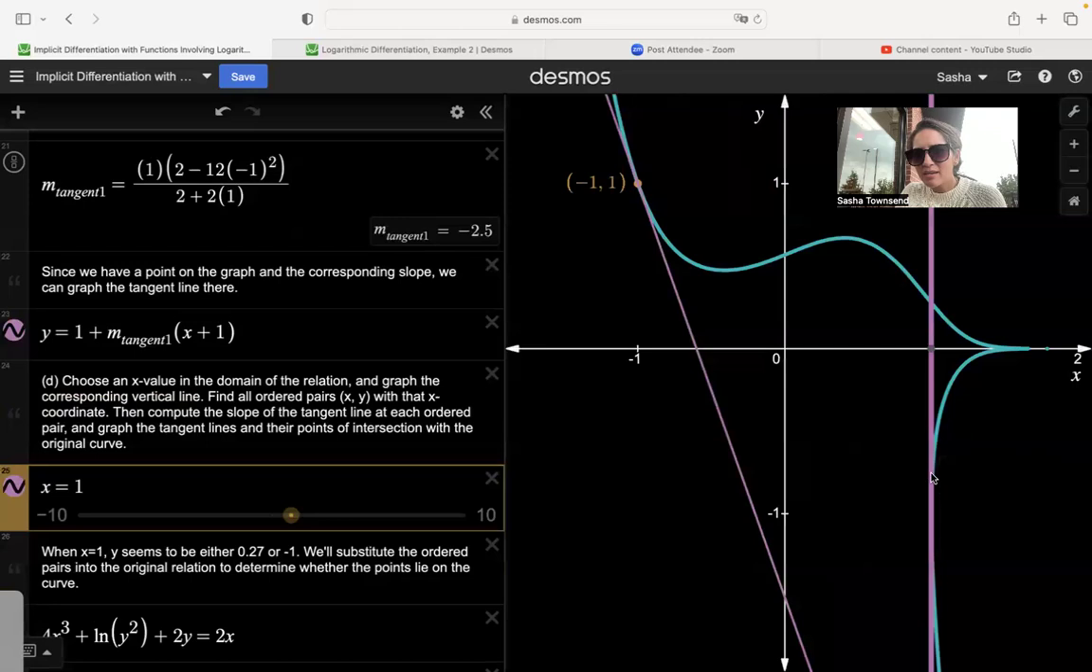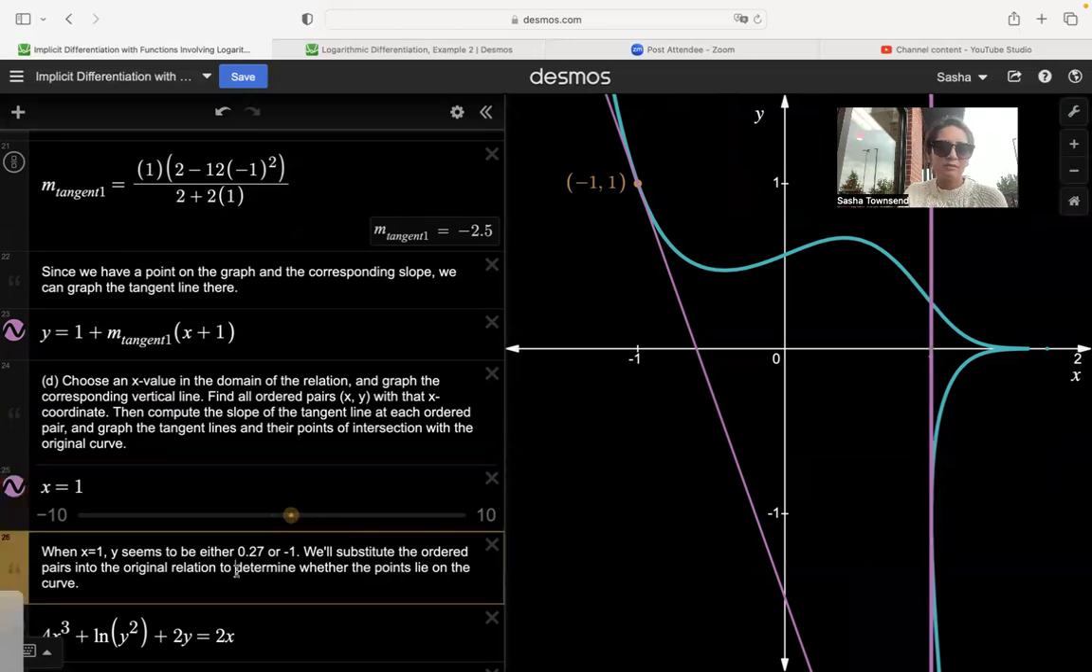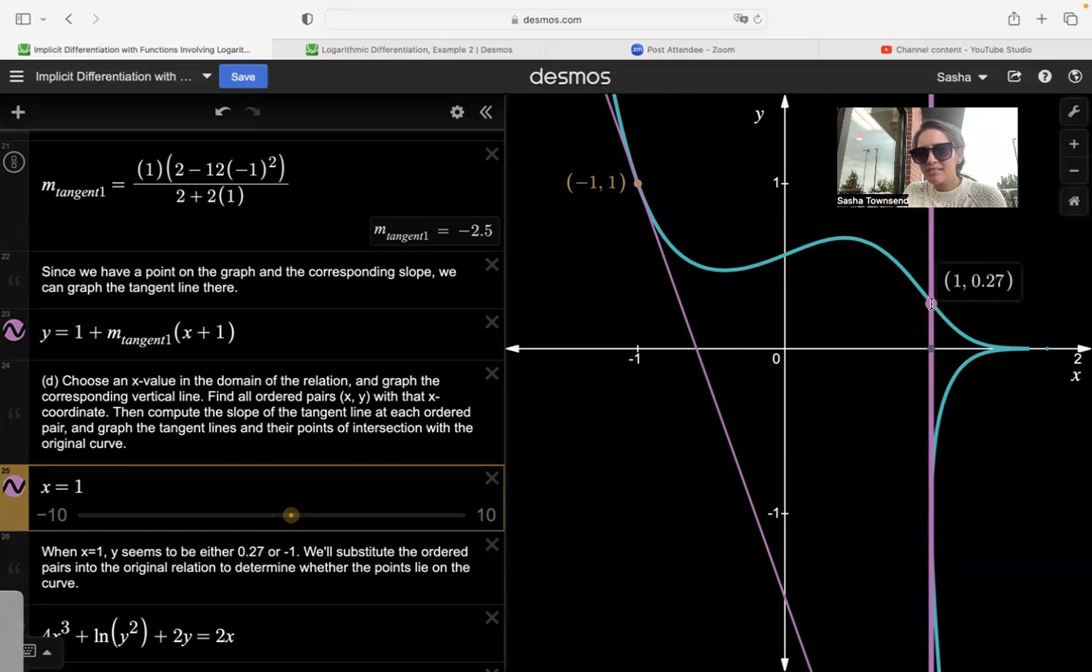And then I have a y value here. It looks like 0.5 at first, but that's a little too high. Maybe it's -1. So that (1, -1) is also on our curve, or it seems to be. When x is equal to 1, y could be this 0.27 or 0.28, 0.29, something like that. Or y might be -1.